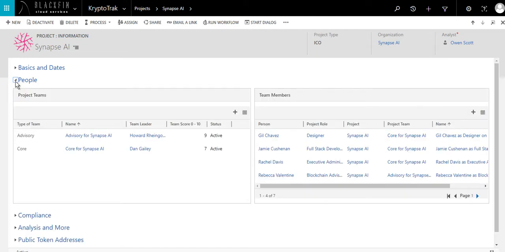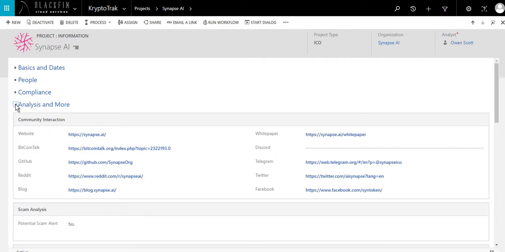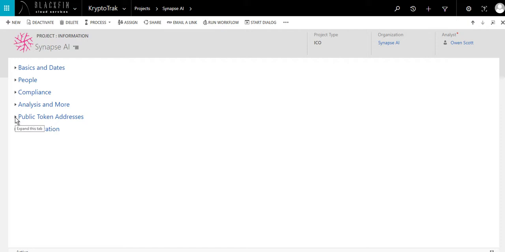We've got the people involved. We've got compliance, we've got analysis. We've got all the different community interactions. If it's relevant, we have public token addresses. If that somehow helps, you've got a token address. It might be good for reference. I'll show you how that works.